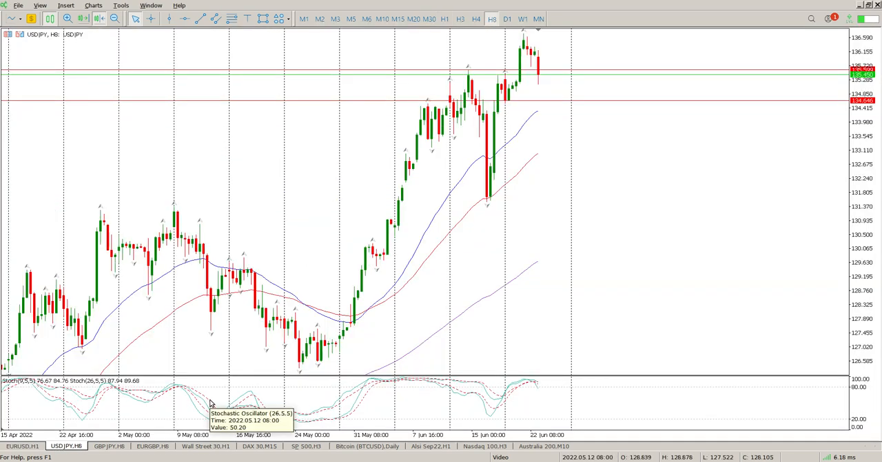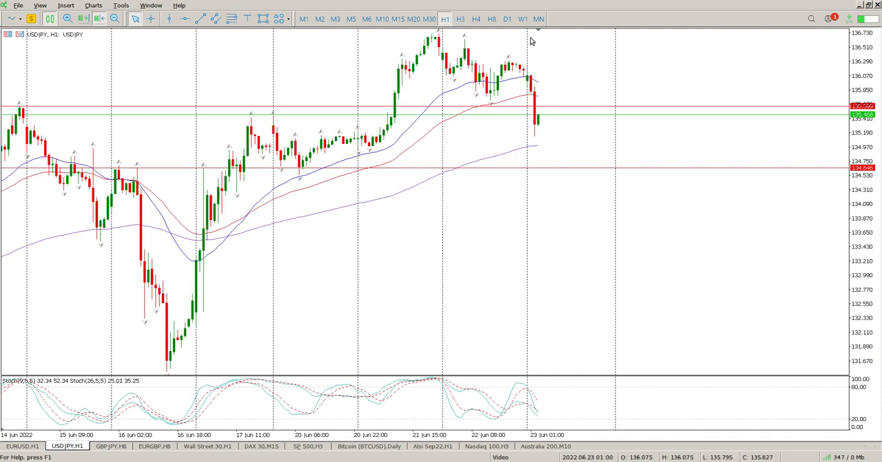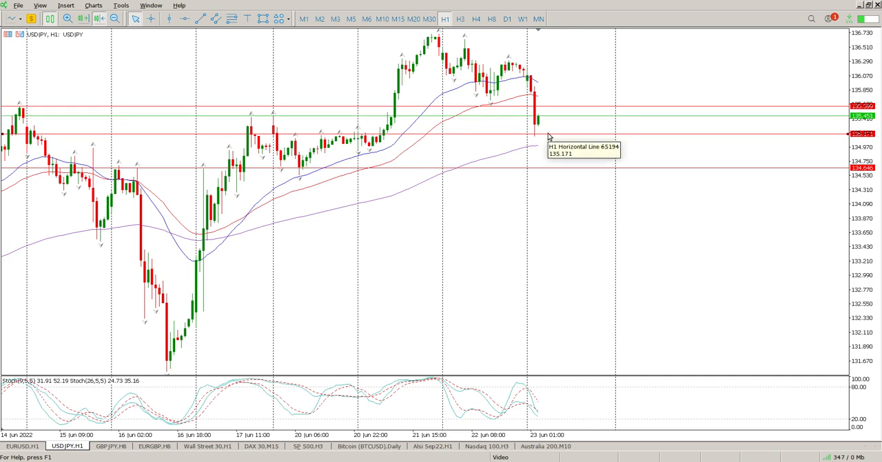Moving on to US dollar Japanese yen. We've broken up and we've come back to test. Structure is not really that clear. Oscillators point to the upside. I'm a little bit skeptical of the longs right now. So if we just drill down to the hour, you'll see in amongst these levels I've given you is another area here. So if this 135.171 holds, then there is a fairly decent opportunity for a trade to the upside.